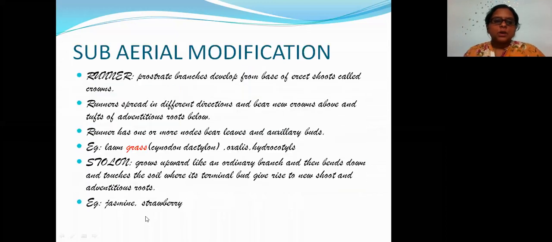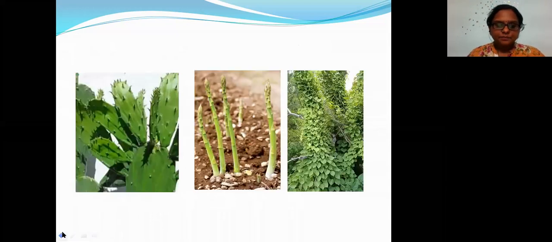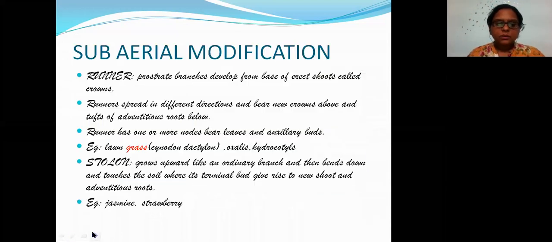So now next we have the subaerial modification. Actually, this subaerial modification lies between the underground and aerial. Okay, it lies actually in between. Subaerial means just above the soil layer.